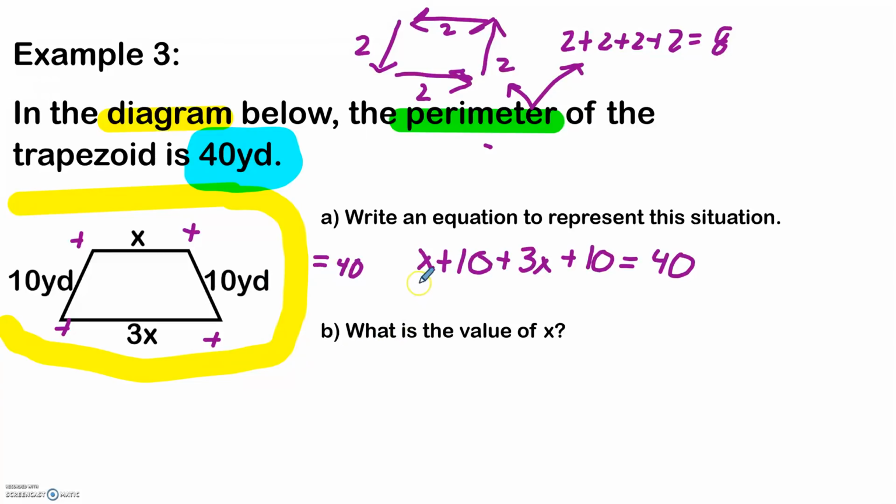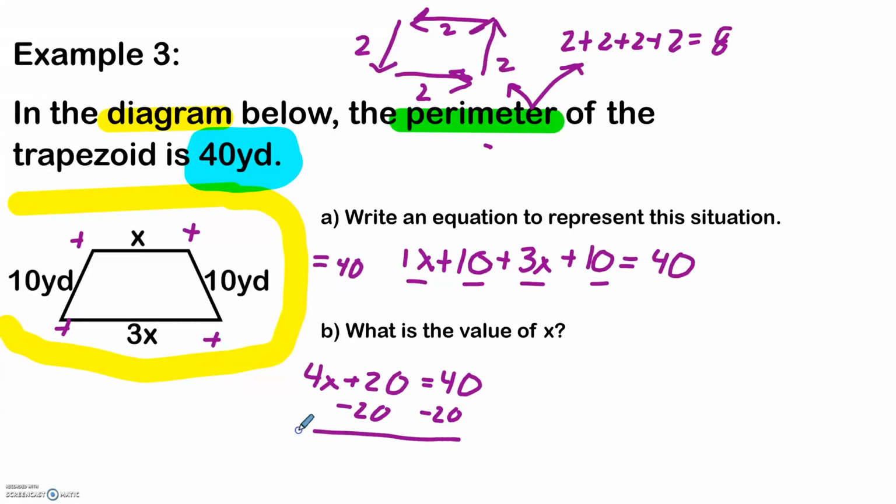So I know that I'm looking for like terms. I have x and 3x, which are going to make 4x, because this is technically a 1x out front. And I have 10 and 10, which are going to combine to make 20. And that equals 40. I continue to solve by doing inverse operations. 4x equals 20, divide by 4 on both sides, and we get x equals 5.